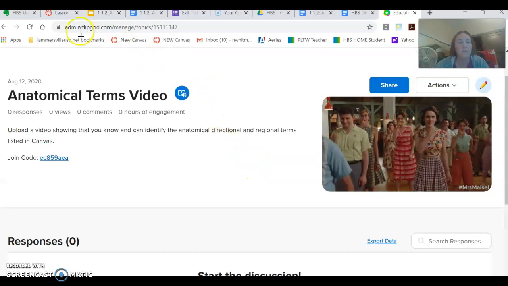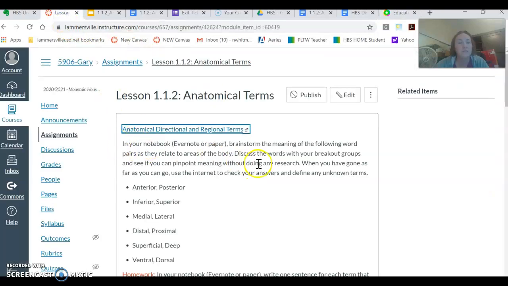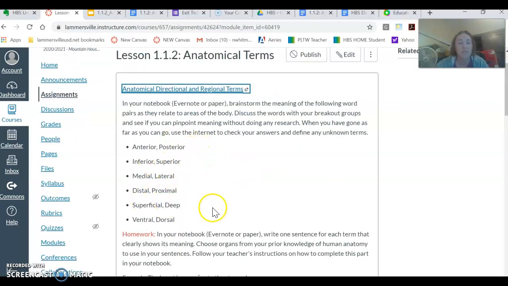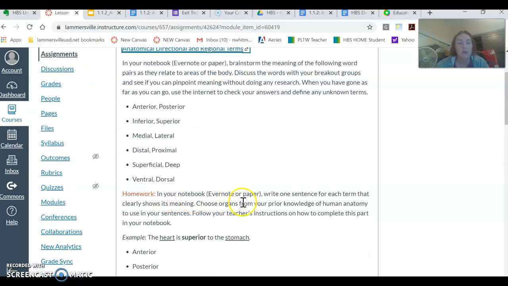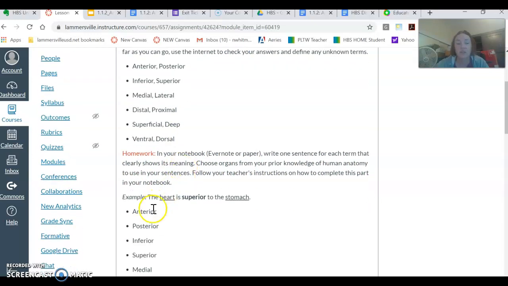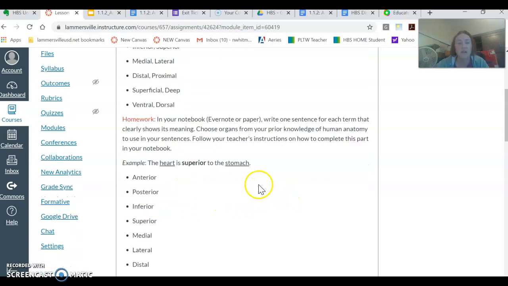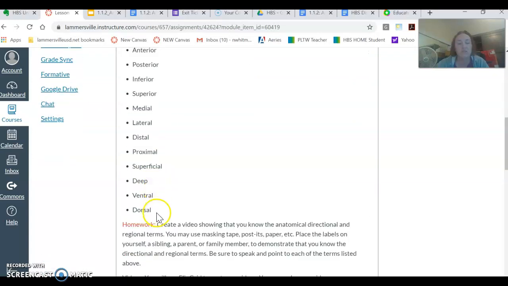So let me show you the Canvas page that has this information on it. So here's all the instructions for your assignment. In your notebook, or either Evernote or on paper, you are going to be defining all of these terms. Your homework is to write a sentence for each term that clearly shows its meaning, and here is an example of that. And here again are some more terms that you need to know as well.